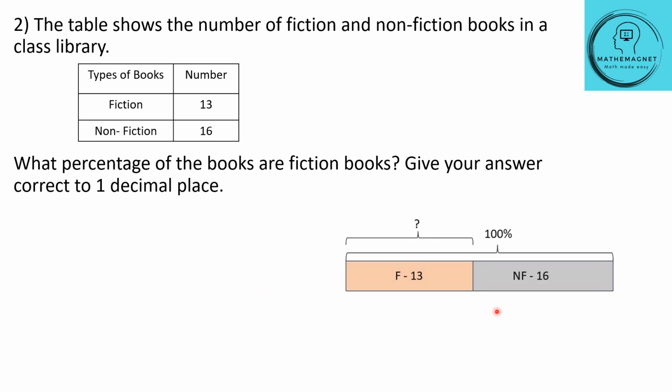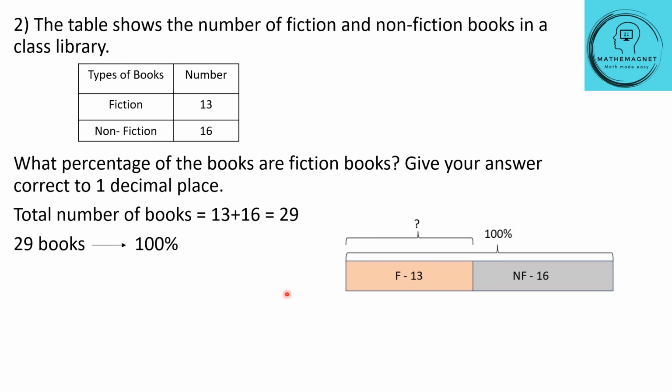Now we have the fiction books and the non-fiction books. We know there are 13 fiction books and 16 non-fiction books. So the total contributes 100%. Now they've asked us to find the percentage of fiction books. To begin with, we will have to find the total number of books, which is fiction plus non-fiction, that is 13 plus 16, which is equal to 29. So there are 29 books in total at the class library. Now 29 books makes 100%. How much do 13 books make? That is, 13 books are the fiction books.